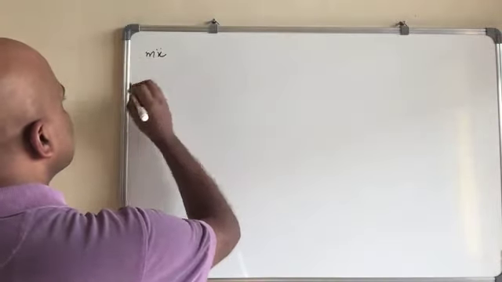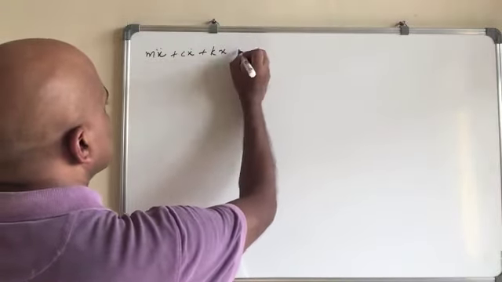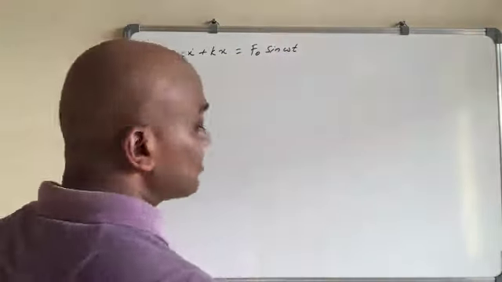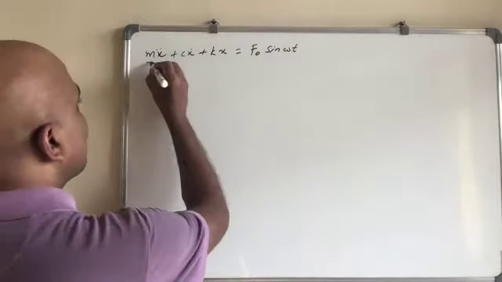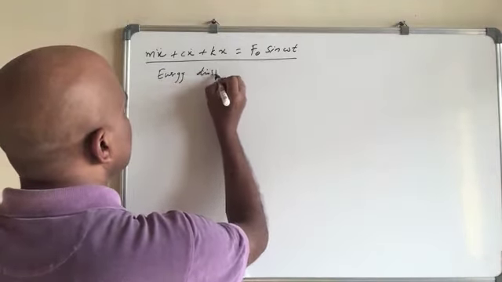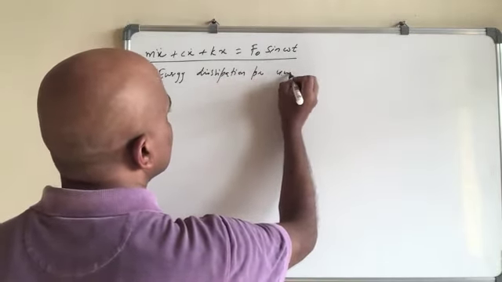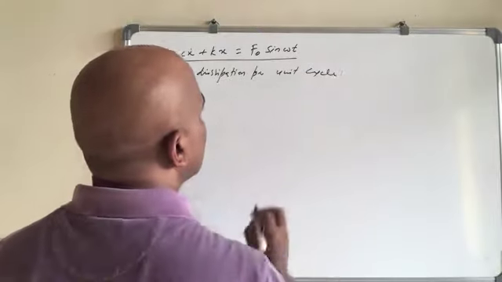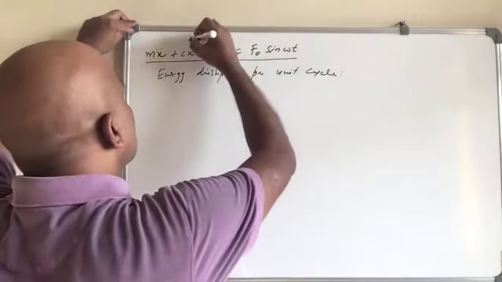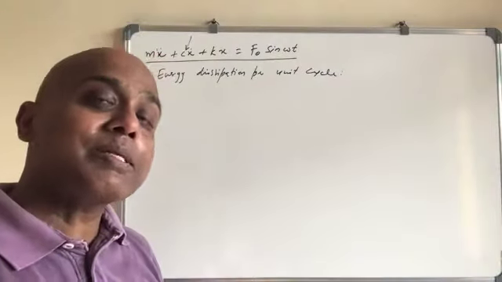we start with the system, mx double dot plus cx dot plus kx equal to F naught sine omega t. What we want to find out is the energy dissipated, the energy dissipation per unit cycle. And here we know that the only component which dissipates energy is the damper, and the whole dissipation comes from there.